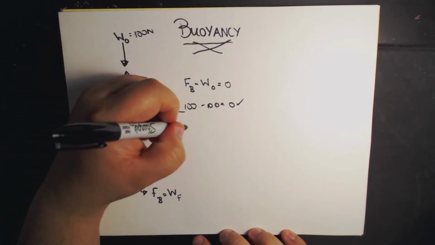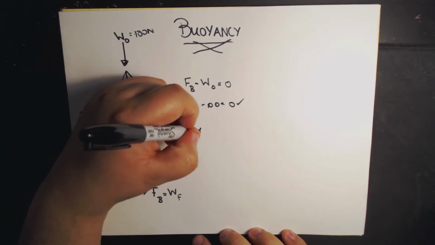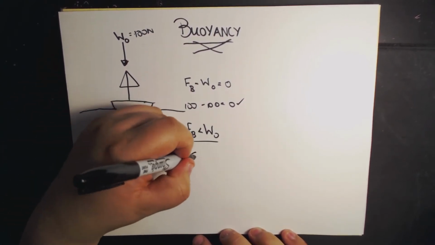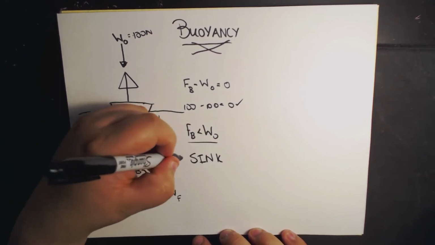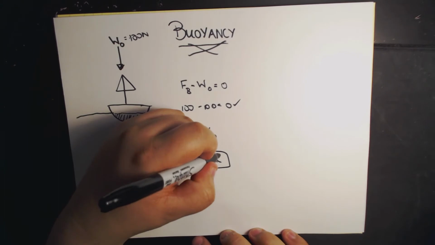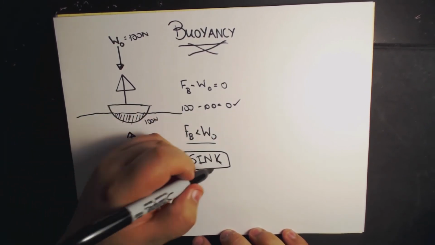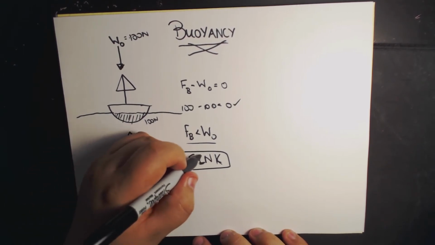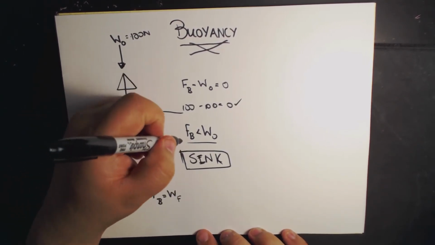Now what happens if our buoyancy force is less than the weight of our object? Well, the answer is simple. The thing's going to sink. And in some cases, that's great. Other cases, not so great. Submarines want to be underwater. They don't want to be on top of water all the time. But a boat wants to be above the water. So we have to ensure that we can control this.